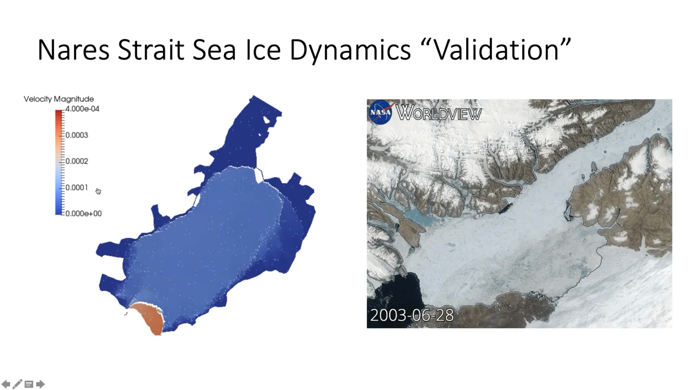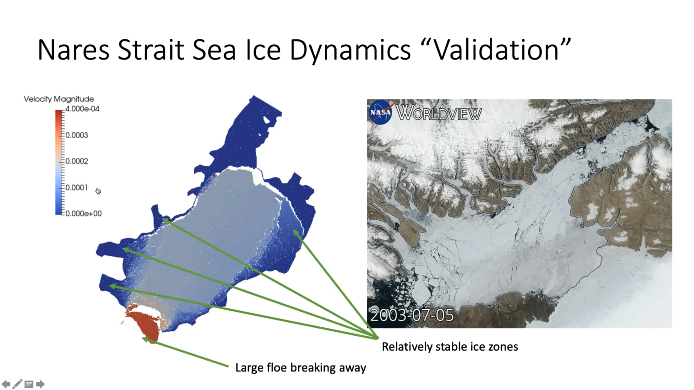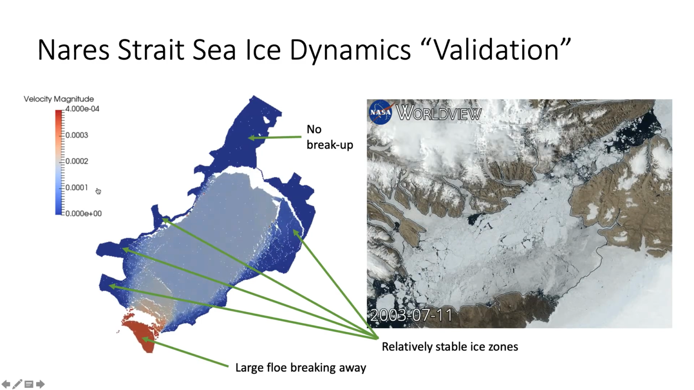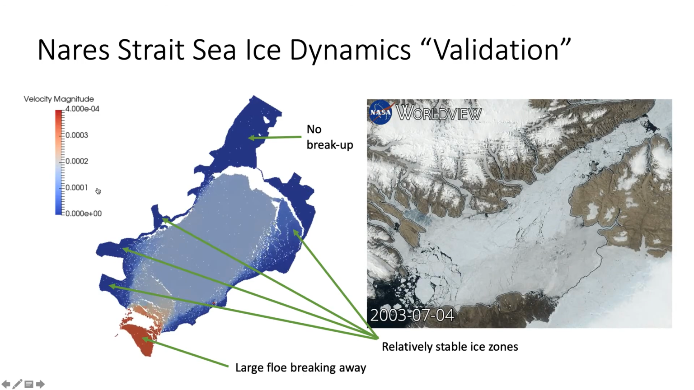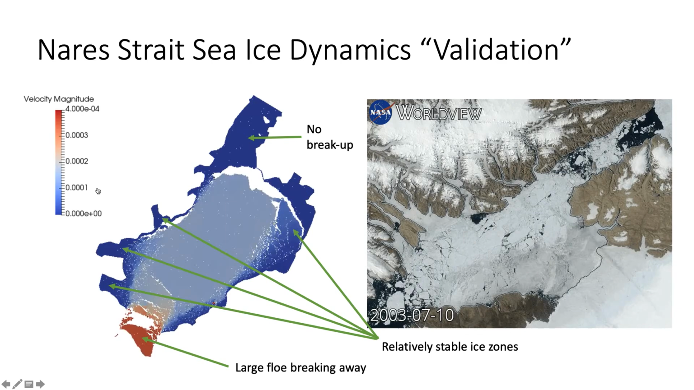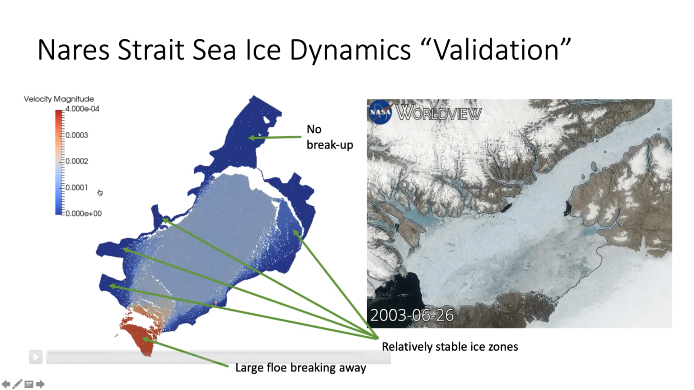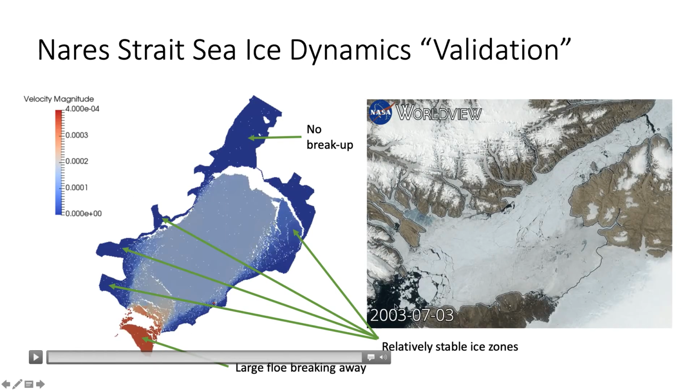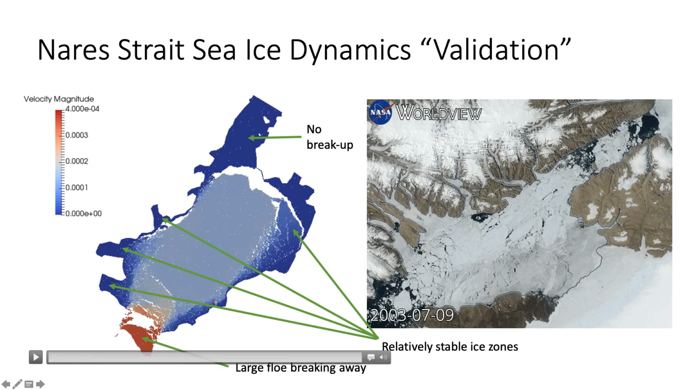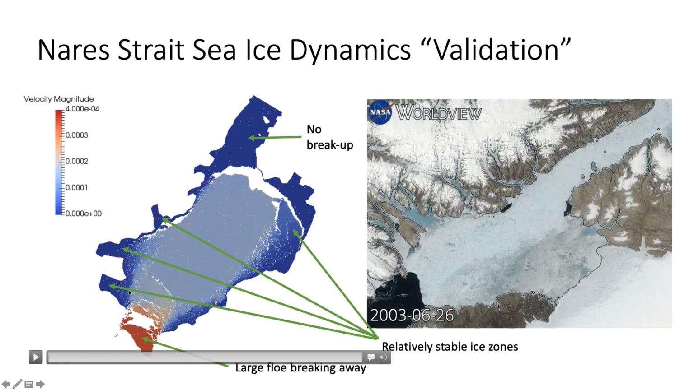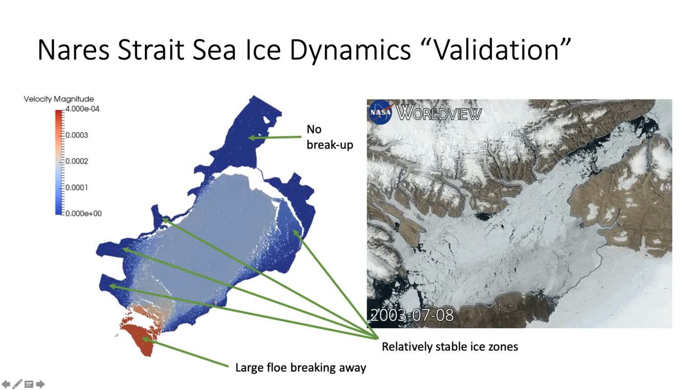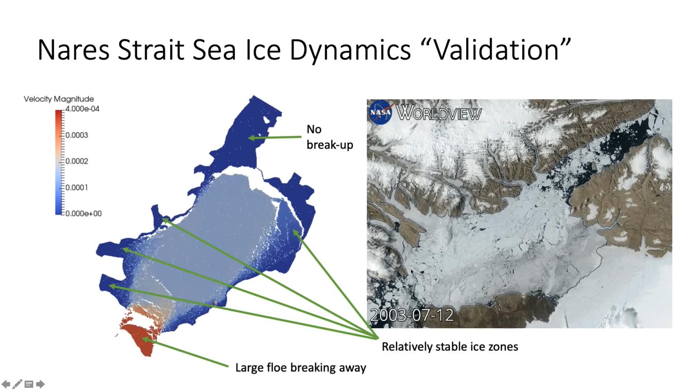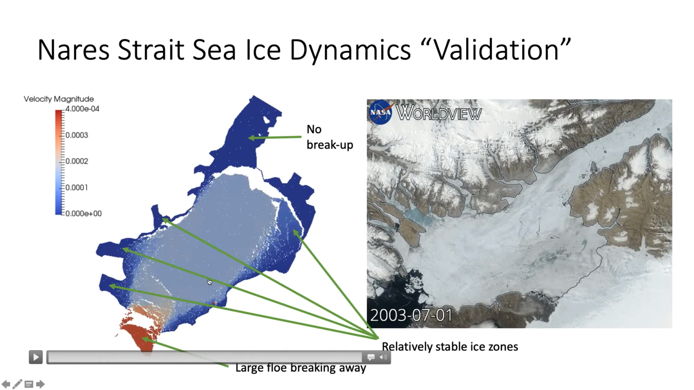This is certainly not validation, but we can potentially look at some of the interesting features that are happening between the video that we see on the right-hand side against the simulation that we've shown on the left-hand side. We get a large flow that breaks away in the front, and you can see that on the picture on the right as well. We get some stable ice behavior in these channels, and you can see that as well. This shearing that happens along the coast, we get something similar here.